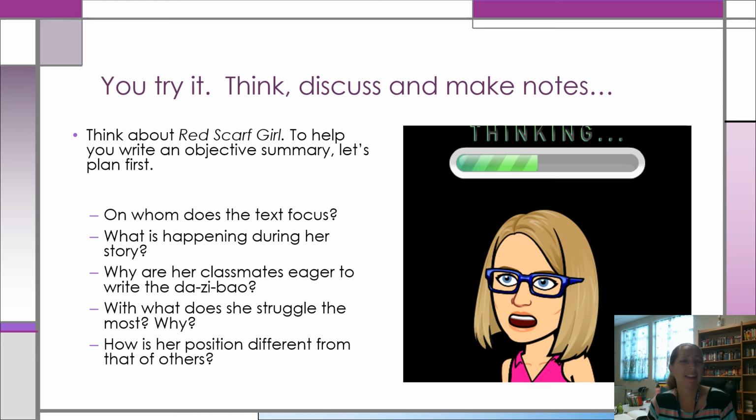One classmate didn't eat lunch, and the teacher gave her a piece of bread, and that teacher was criticized for taking care of the student, okay? So why did they turn against the teacher? Why were classmates so eager to turn on them? With what does Ji-li struggle the most? Okay. Why is she struggling with this? And how is that different from her classmates? So think about those questions and make some notes on your paper. Okay.